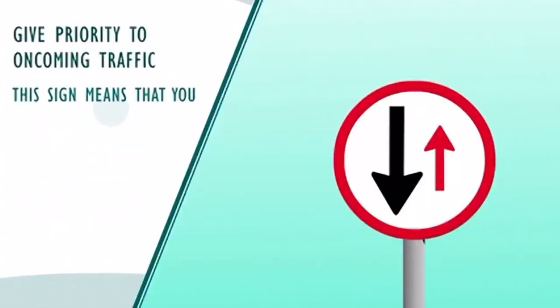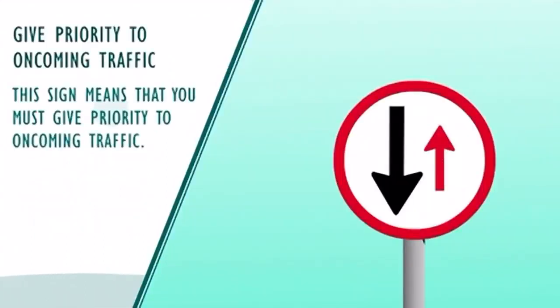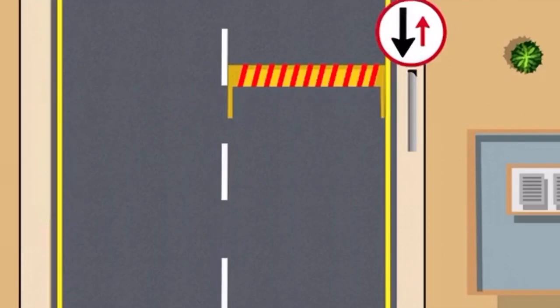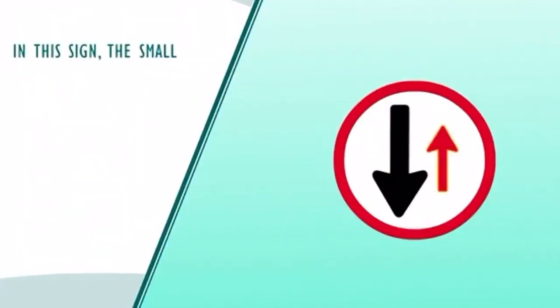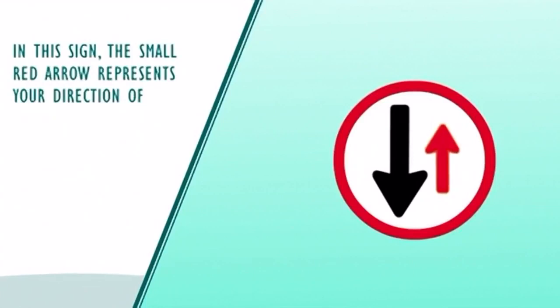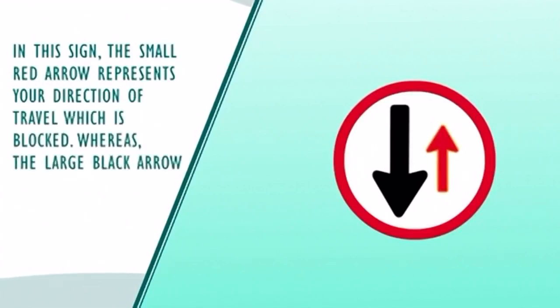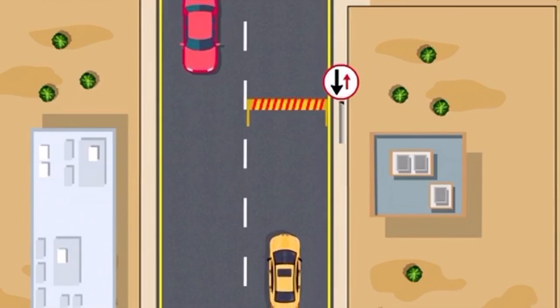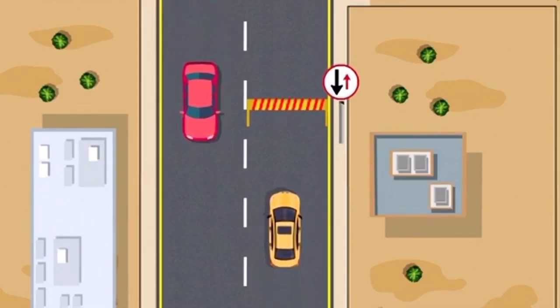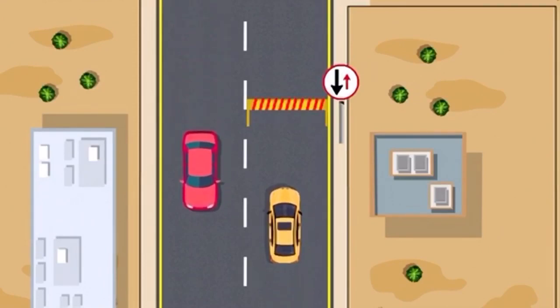This sign means that you must give priority to oncoming traffic. This sign is generally used in provisional situations, mostly on two-way traffic roads where your lane is temporarily blocked. In this sign, the small red arrow represents your direction of travel which is blocked, whereas the large black arrow represents oncoming traffic. In this situation, you must stop and give priority to oncoming traffic. Once the oncoming lane is clear, you may use the lane to cross the obstruction.